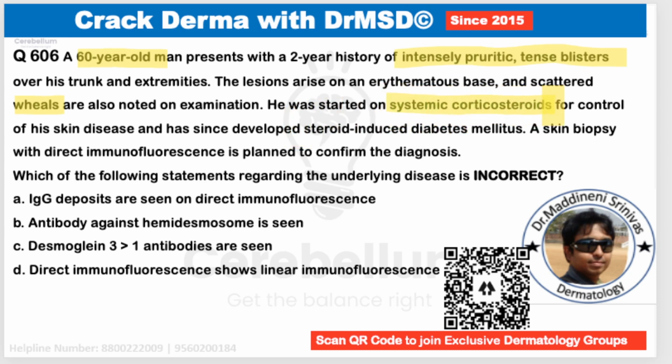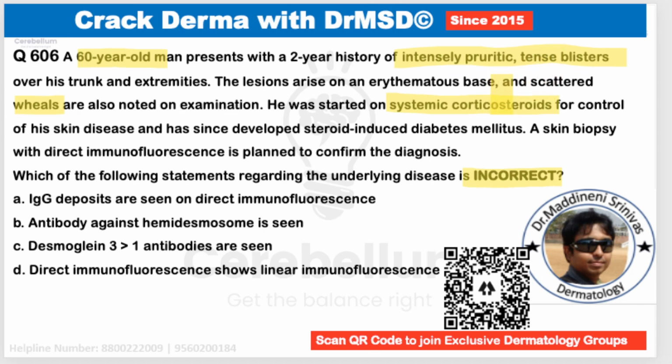Systemic steroids were started for the control of the disease, and steroid-induced diabetes mellitus occurred. So that is secondary. Skin biopsy and direct immunofluorescence is planned to confirm the diagnosis. Which of the following statements regarding this disease is incorrect? By these clues, if you have already diagnosed the case as bullous pemphigoid, your diagnosis is absolutely correct.